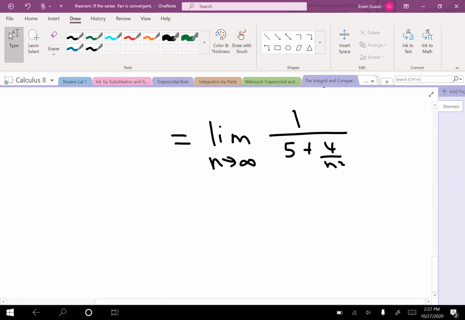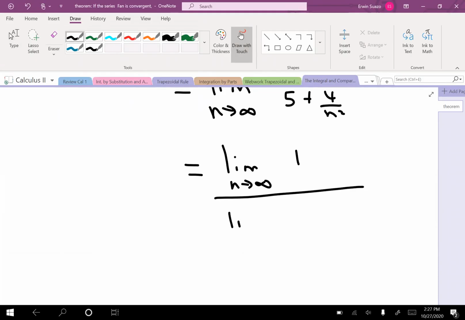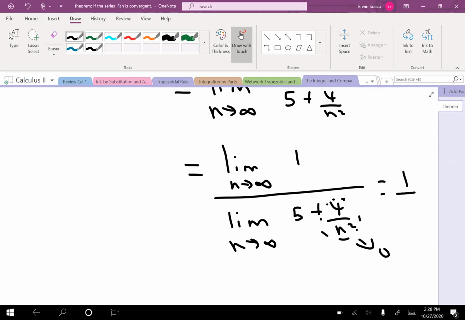Okay, so I can find the limit of the top over the limit of the bottom. The limit as n goes to infinity of 1, divided by the limit as n goes to infinity of 5 plus 4 n squared. So what is the limit of the top? What is the limit of 1 when n goes to infinity? 1. And what is the limit of the bottom? 5, because this guy goes to 0. So I get 5. So this limit is not 0.